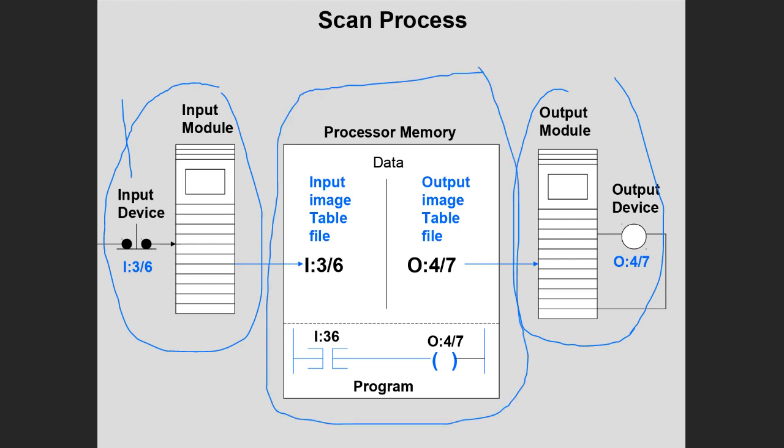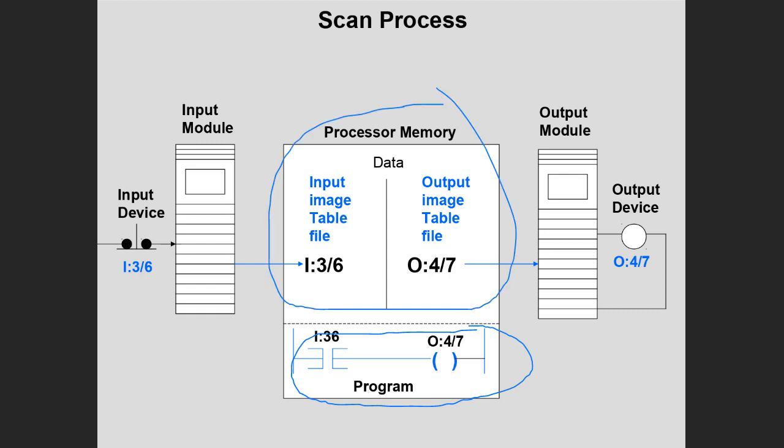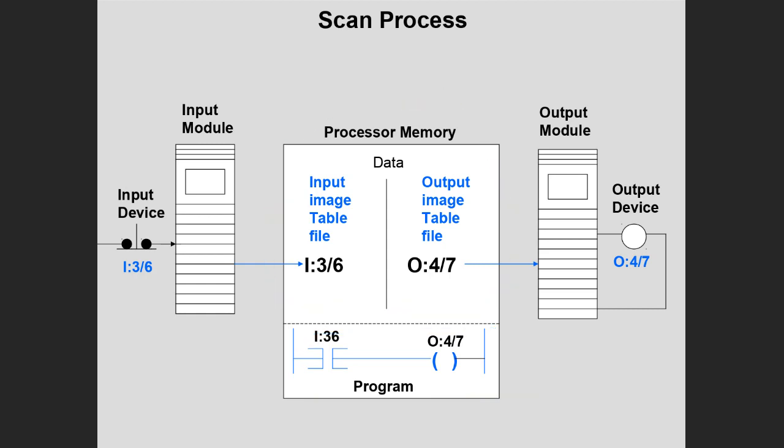Now remember, in the processor memory, we have two parts of memory that you as a user can access. You have direct access to this portion of memory. This is the user program portion. This is where your ladder information is stored. And then the data is stored right here in the data table, the input, output, image table. So what happens here is you have a switch connected to the screw terminal of the input module, and that switch has an address.